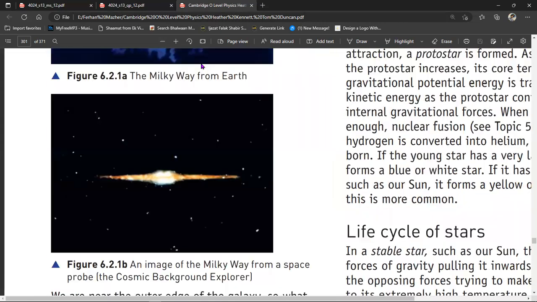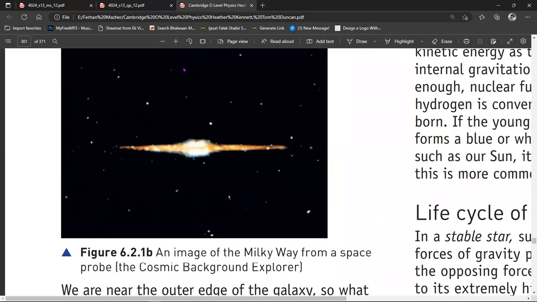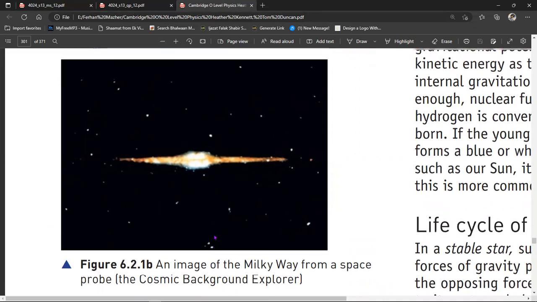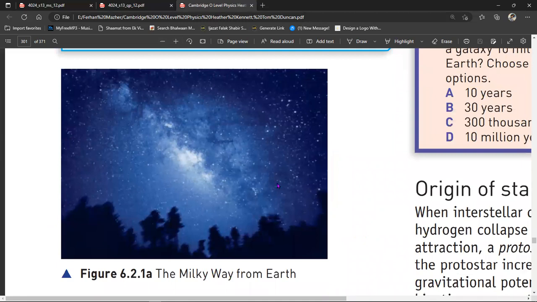So this is the Milky Way. This is also an image of the Milky Way, an image of the Milky Way from a space probe, the Cosmic Background Explorer.